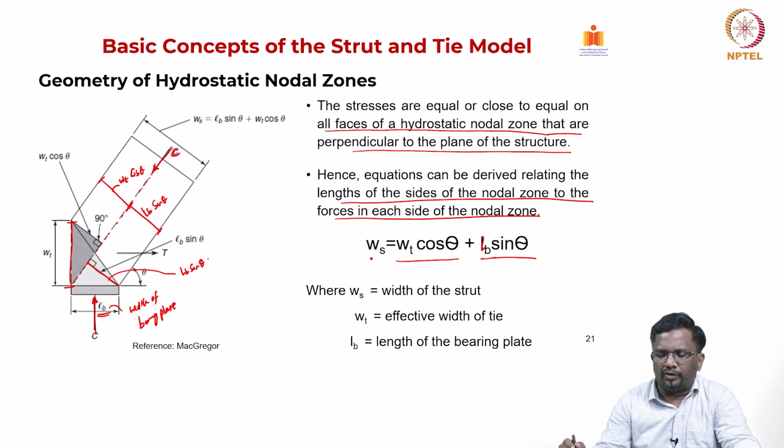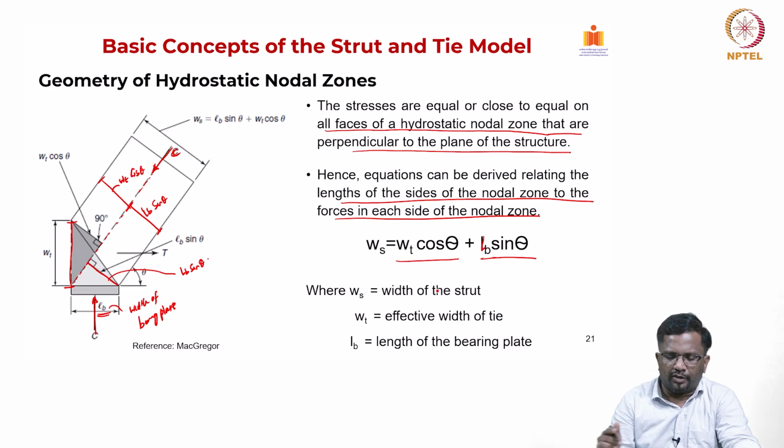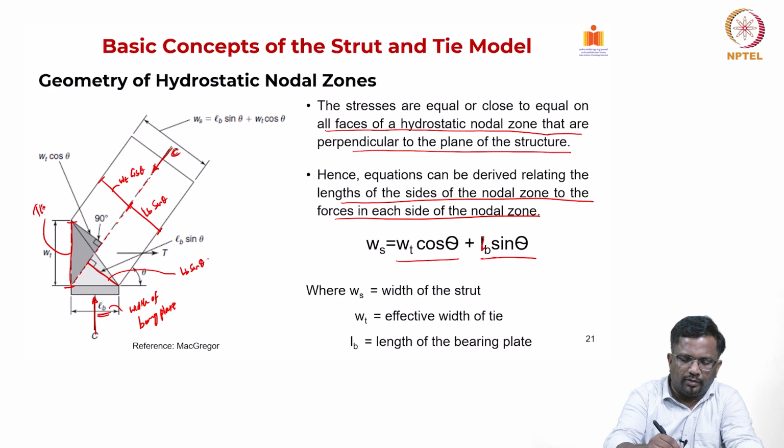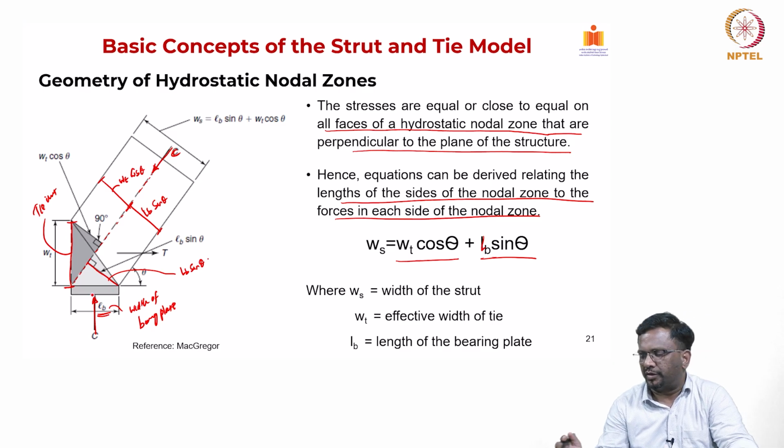So, the width of this node can be written as WT cos theta plus LB sin theta, where WS is the width of the strut, and because this is a tie element, right, that is what we say. And here you again have a compression bearing region. So, using this we can calculate the width of your strut.